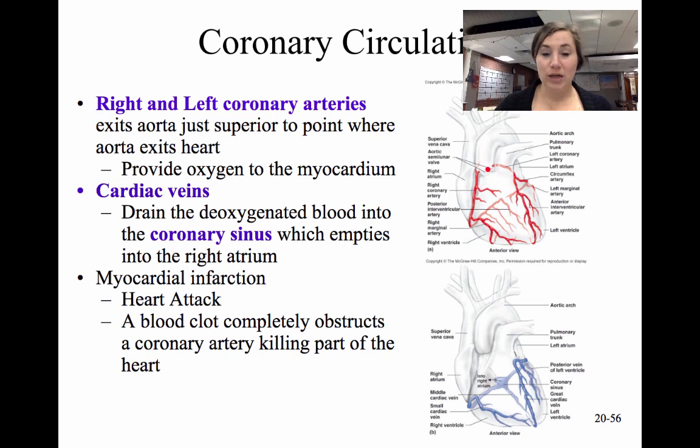So you'll notice right here, these are the arteries. Look where those arteries exit, right at the base of the aorta. So right where the blood comes out of the left ventricle to the aorta, it is going to exit and give the oxygen and metabolic needs to the heart muscle itself. So we have right and left coronary arteries. It just exits the aorta just superior to the point where the aorta exits the heart.